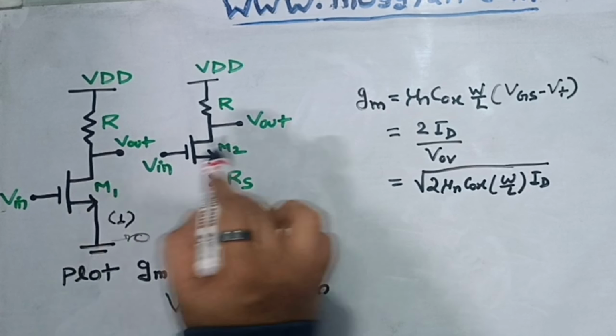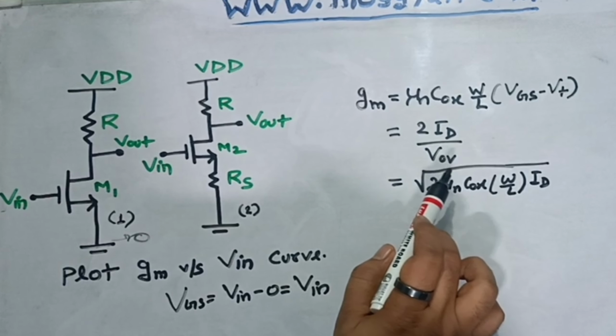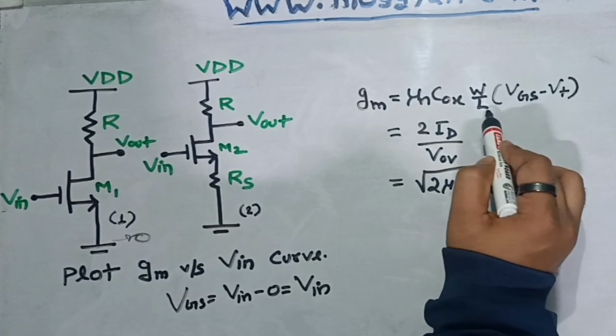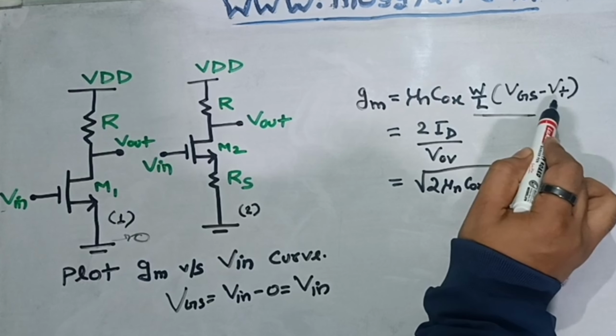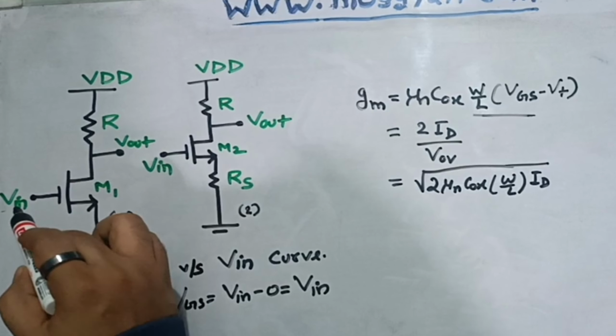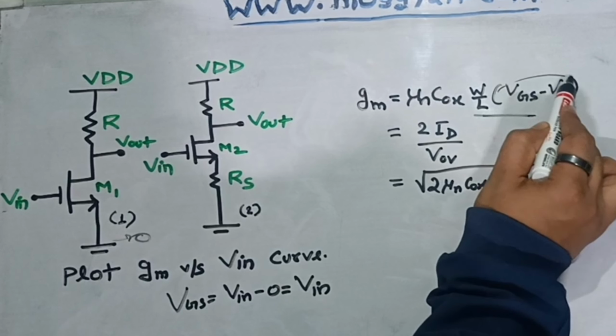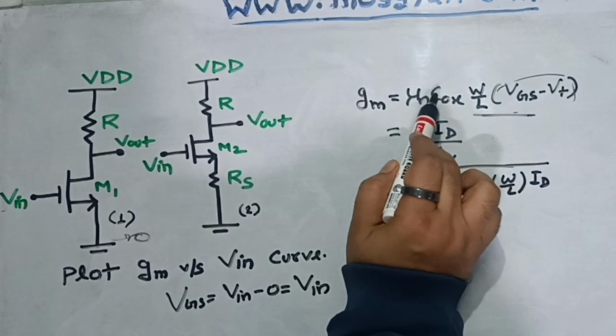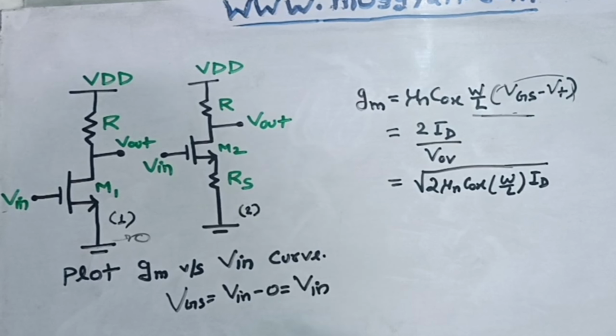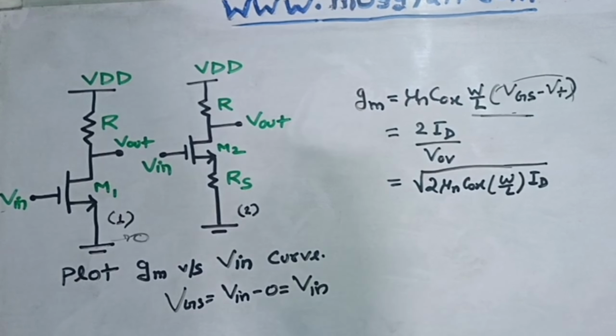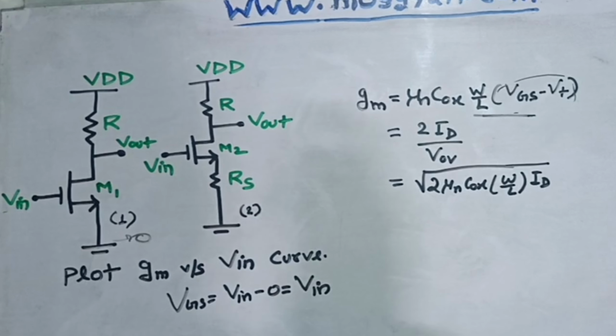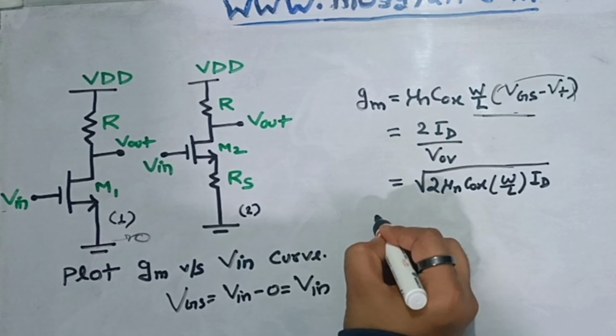So ID is not static here. If ID would have been static, we could have used some other configuration of the gm equation, but we will use this one. Here the ID term is not there, only VGS minus VTH is there. So if Vin is increasing, this means this term will increase. That means gm will linearly increase if we are increasing the Vin voltage. There is one interesting thing here. While drawing the plot, you will get to know. So let's start drawing the plot here.